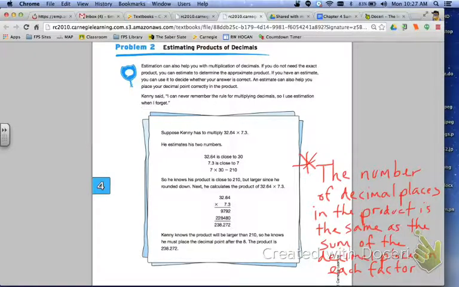Another thing you can remember when you are figuring out where to put the decimal point is that the number of decimal places in the product is the same as the sum of the decimal places in each factor. So if I have 32 and 64 hundredths, the 6 and the 4, if I have 7 and 3/10, I have that 3, so I move it over 3 spots in my product. That's another way to help you remember where to put the decimal point in your answer.